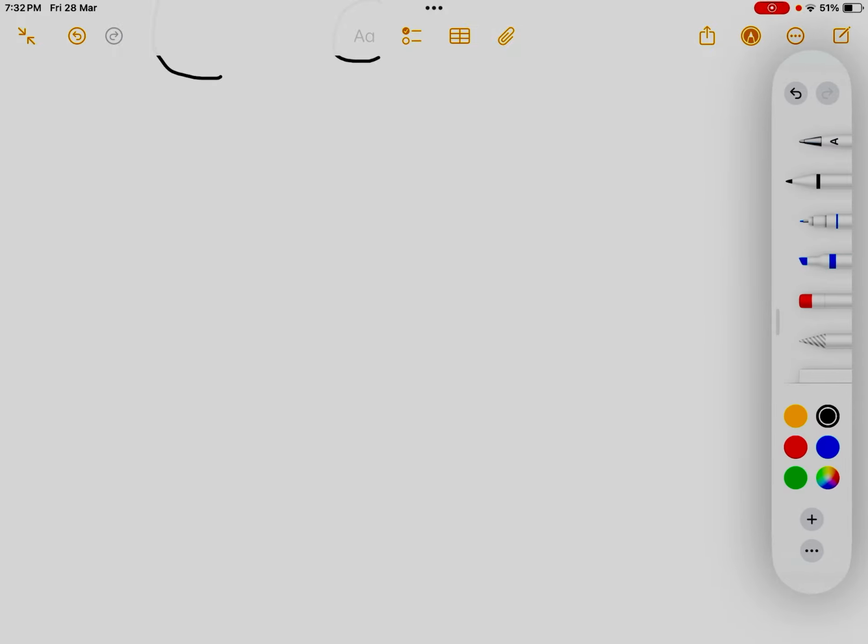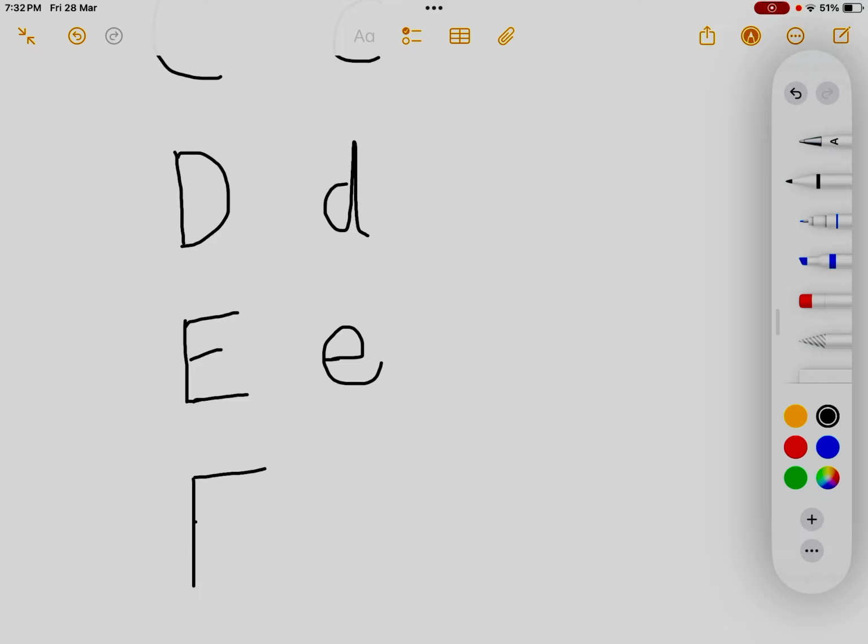Now, let's proceed and write letter D. In small letter, the letter D will look like this. Let's write fifth letter of alphabet, which is E. In small letter, it will be written like this. Let's write F. In small letter, it will be like this.